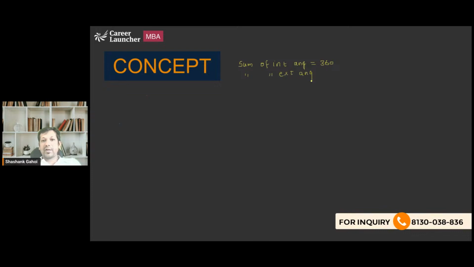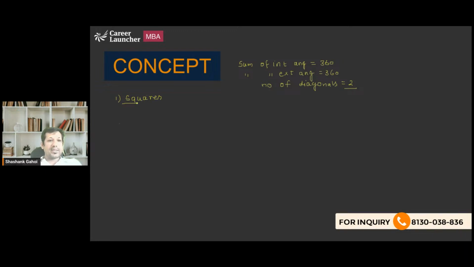Okay, so the sum of internal angles is 360, the sum of external angles is 360, and the number of diagonals is given to us as 2. So a quadrilateral has 2 diagonals. Now we are going to talk about the variety of quadrilaterals. The first quadrilateral that we are going to talk about is the square. What is a square? What are its properties?